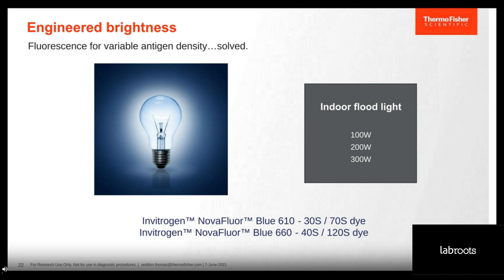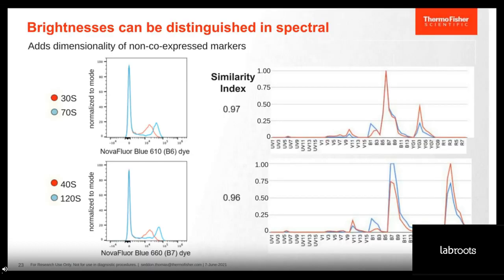So we have thus far the NovaFluor Blue 610 at either a 30S or 70S version, and the NovaFluor Blue 660 at a 40S or 120S version. And what those are measuring is actually measures of the separation index. And so this is really a surrogate for thinking about brightness. And so something that is higher in terms of looking at, say, the 30S version, you can see here, and this is measured on an Aurora using CD4 as the antigen.